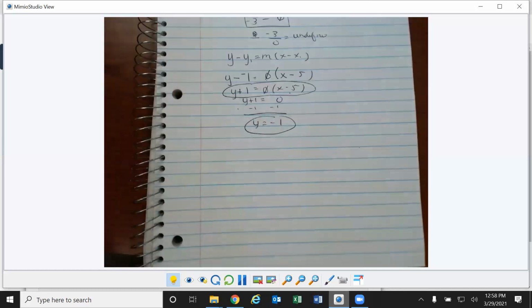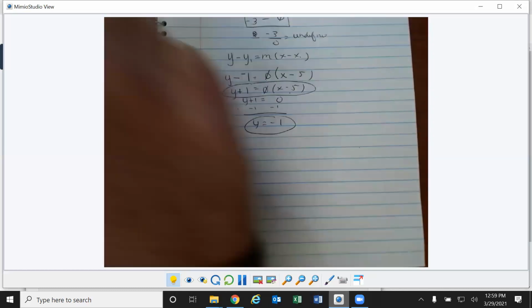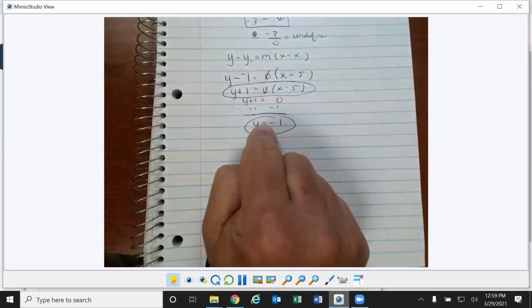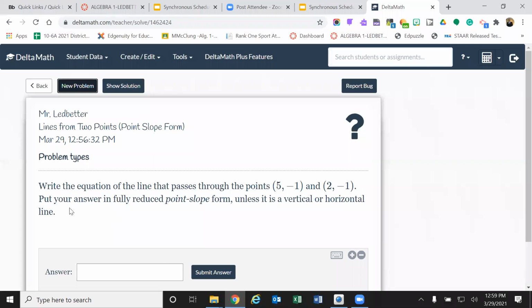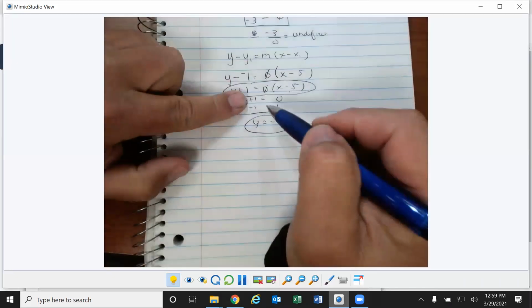Let's go see what they're asking for, because this is point slope form. This is kind of like the y-intercept form. Let me double check the question. Put your answer in fully reduced point slope unless it's a vertical or horizontal line. Okay, so ours is. Let's talk about this. I'm going to go back to my screen. Mine says y equals -1.